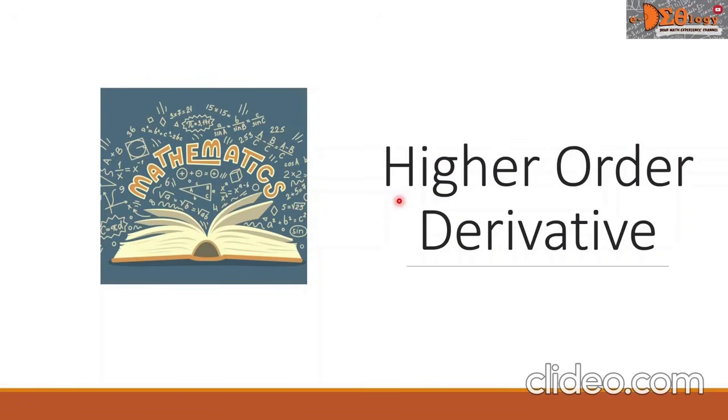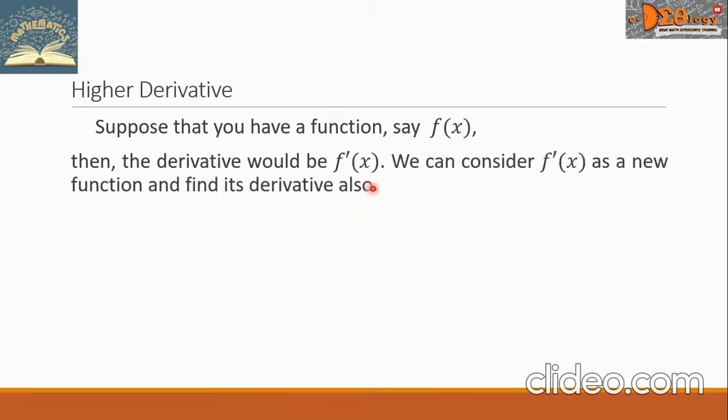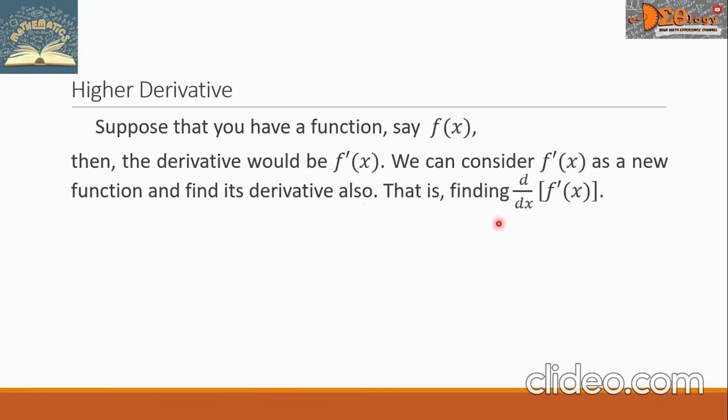Today we're going to study higher order derivatives. Suppose that you have a function, say f of x. Then the derivative would be f prime of x. We can consider f prime of x as a new function and find its derivative also. That is finding d over dx of f prime of x.